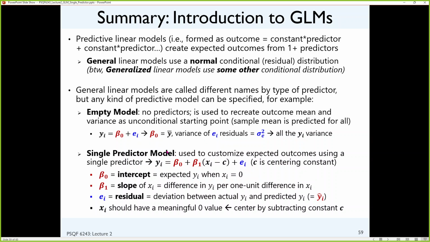So all of the residual variance of my e's would be all the variance in y as a starting point. If we add one predictor, generically written here, c is the centering constant. Beta 0 is my intercept, beta 1 is my slope. So for future reference in terms of the formative assessments, let's make 3 distinctions in terminology: naming things, defining things, and interpreting things.